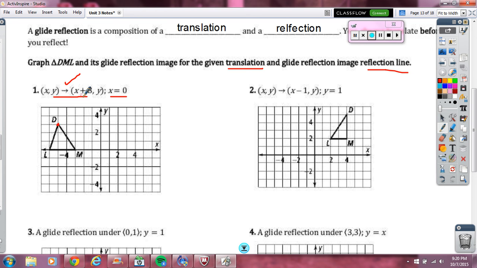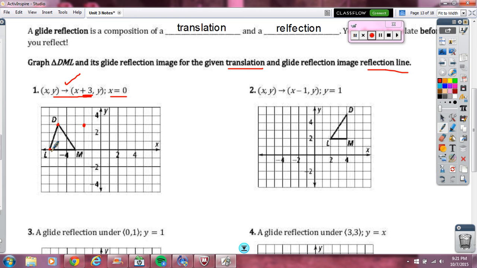I'm going to move my x point value to the right 3. So I'm starting out here, but I want to move to the right 1, 2, 3. And the y value, since I don't see a plus or minus after that, is just going to stay the same. So this is the next place that point D will be. I'm not going to label it D prime because it's not the final location. I still have to reflect across the line x equals 0.